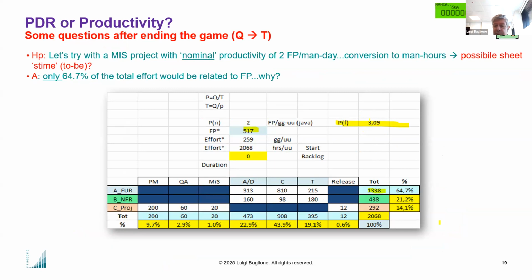Since in Italy the formula of using man-days instead of man-hours is sometimes used in many contracts, dividing the 517 function points by the equivalent value of man-days for only this part of the effort could return a different productivity or PDR value than the nominal one.